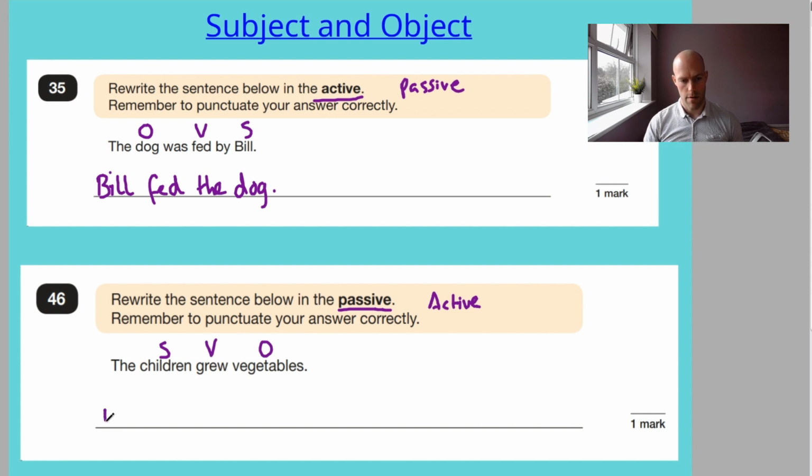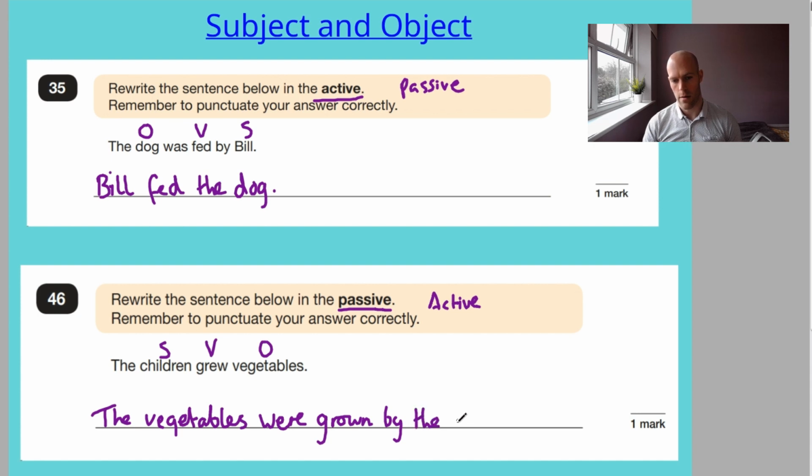So the vegetables were grown by the children, or something similar to that. The vegetables were grown by the children, or vegetables were grown by the children. 1 mark, well done us.